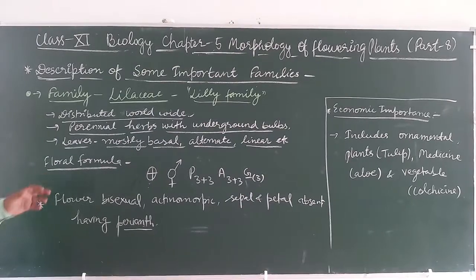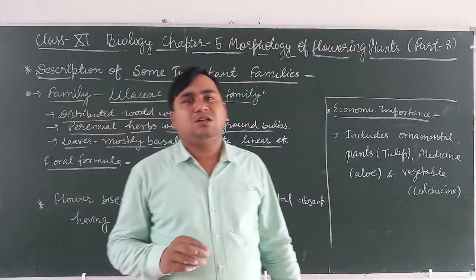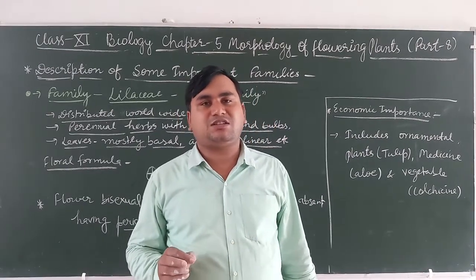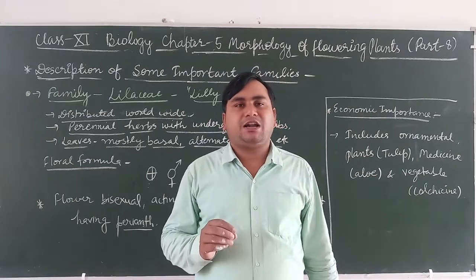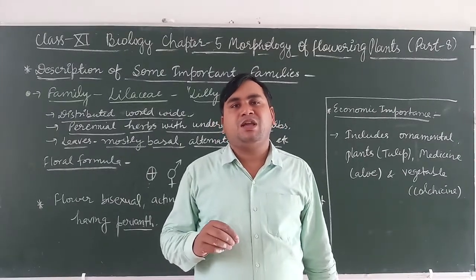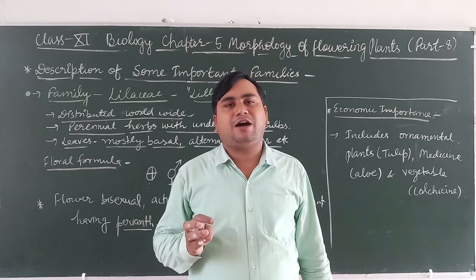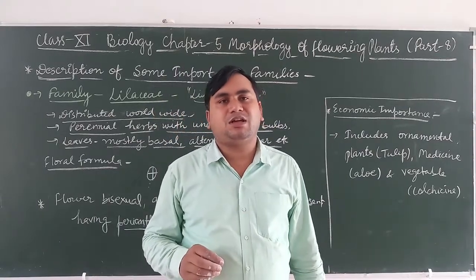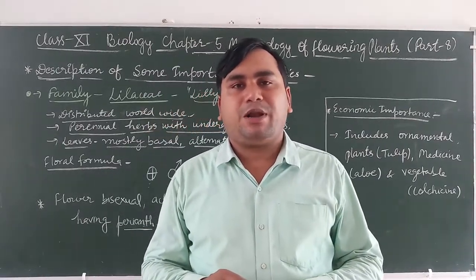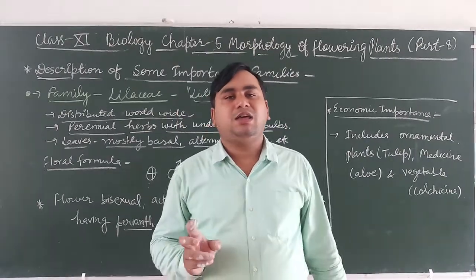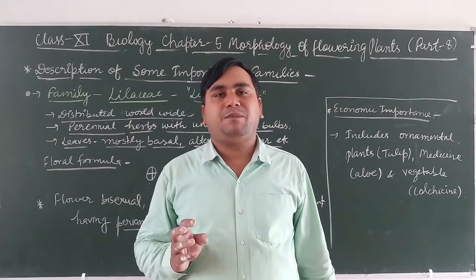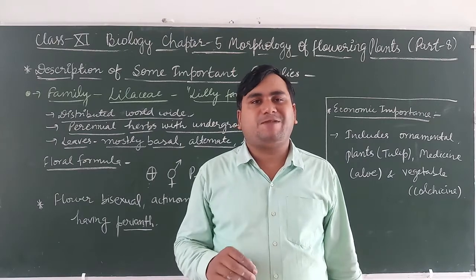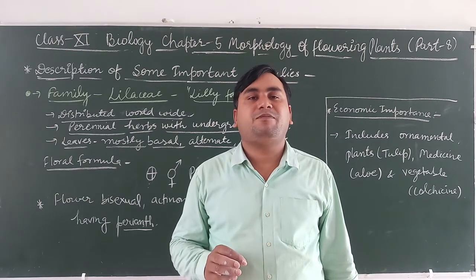This is all about chapter number 5, morphology of flowering plants. In this chapter we discussed the different morphological characteristic features of the plant, along with their parts: root system, shoot system, and different parts like flower, fruit, seed, etc. And last, we discussed the semi-technical description of flowering plants with their floral formula, along with the important three families, Fabaceae, Solanaceae and Liliaceae. And this is all about chapter number 5, morphology of flowering plants.